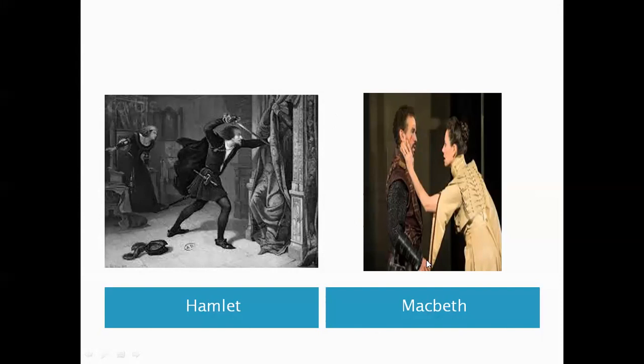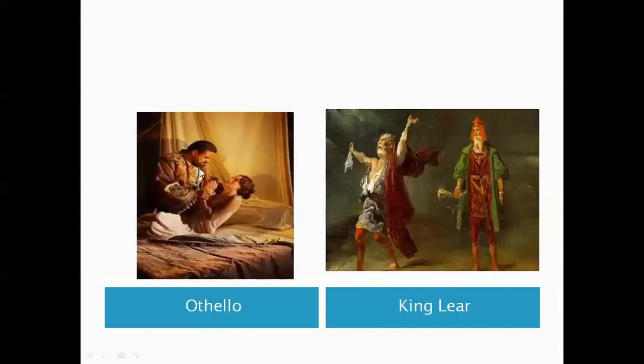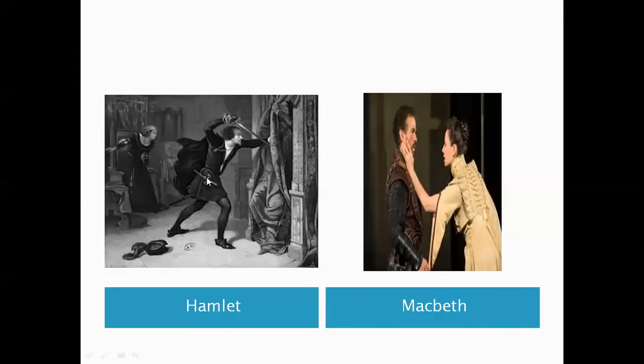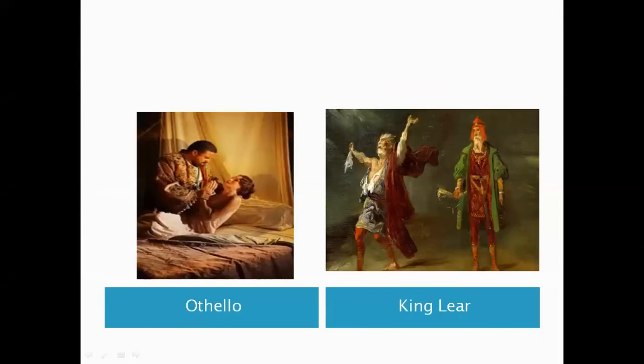Okay, next slide. Here you can see Othello. Hamlet, Macbeth, Othello, King Lear, all are great tragedies. If you read these great tragedies, they are the work of William Shakespeare.